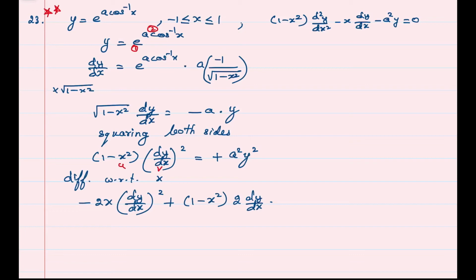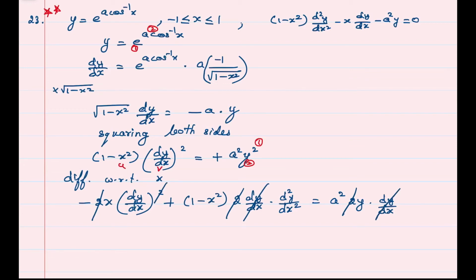Then the base, dy by dx, has to be differentiated, which is d square y upon dx square equal to a square times. a square is a constant. To differentiate y square, the power has to be differentiated first, then the base has to be differentiated. Differential of the power is 2y into differential of the base, y with respect to x, is dy by dx. Now we can cancel 2 and dy by dx throughout.